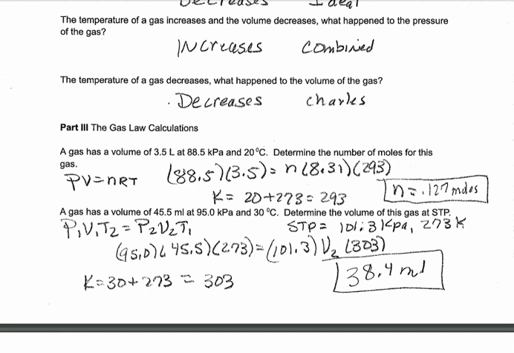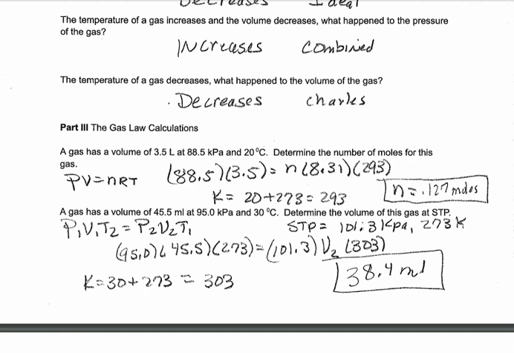All right, let's go on to calculations now for part 3. So we have a gas at a volume of 3.5 liters, 88.5 kilopascals, and 20 degrees Celsius. We want to determine the number of moles for this particular gas. Well, we're going to use the ideal gas law. Pressure times volume equals number of moles times the gas constant times temperature.